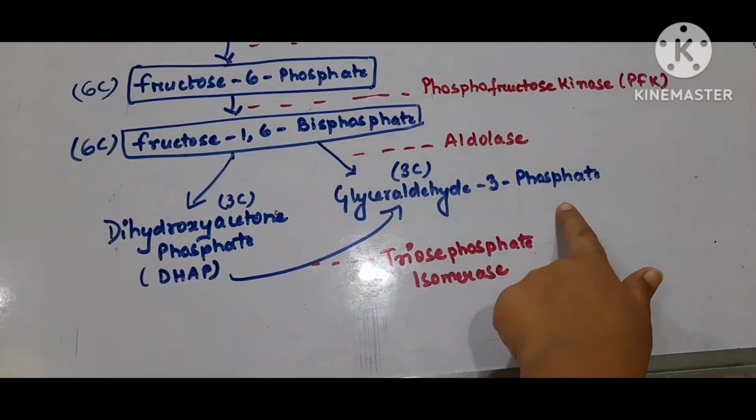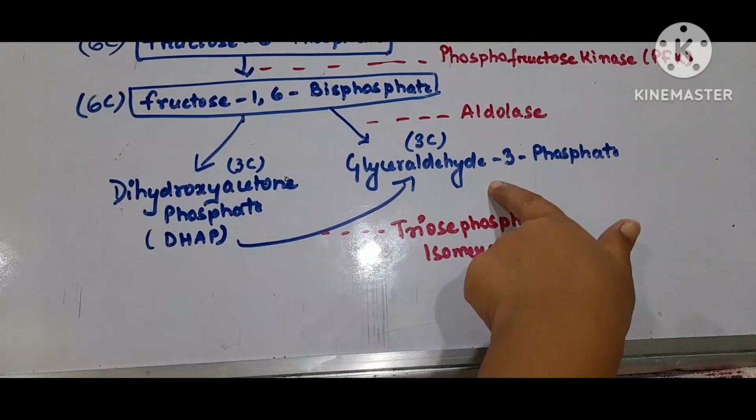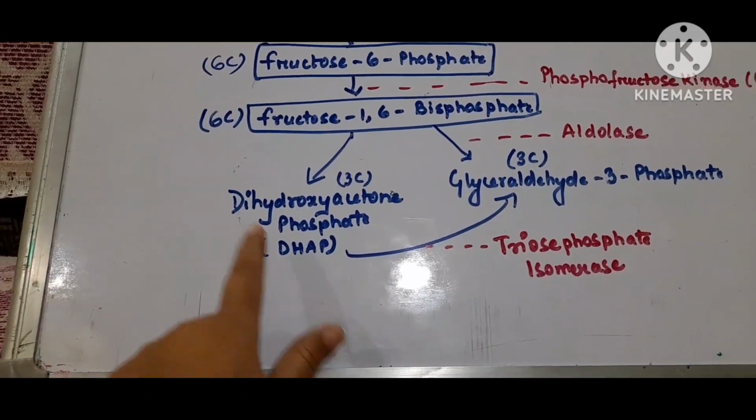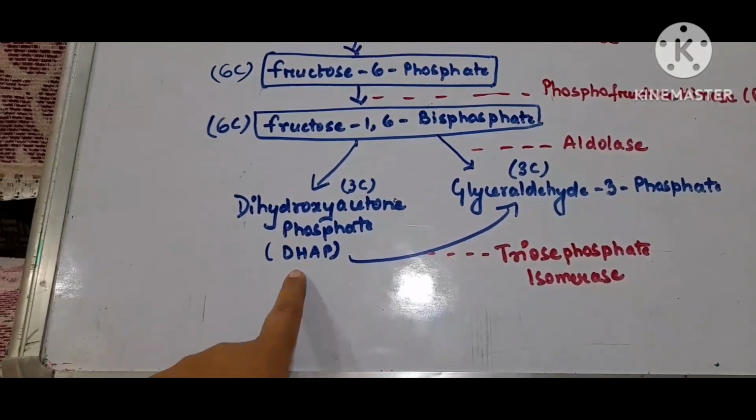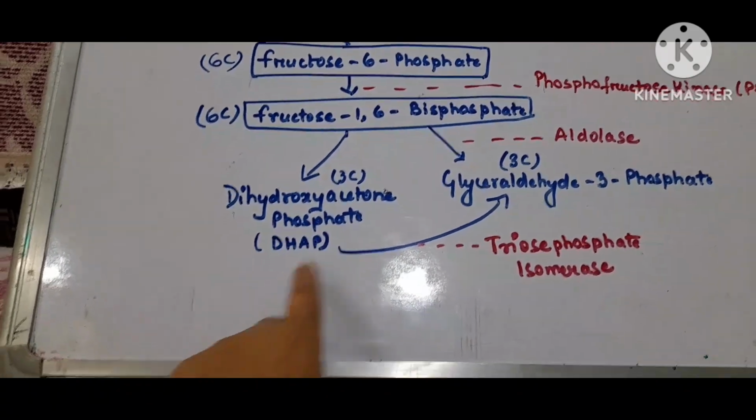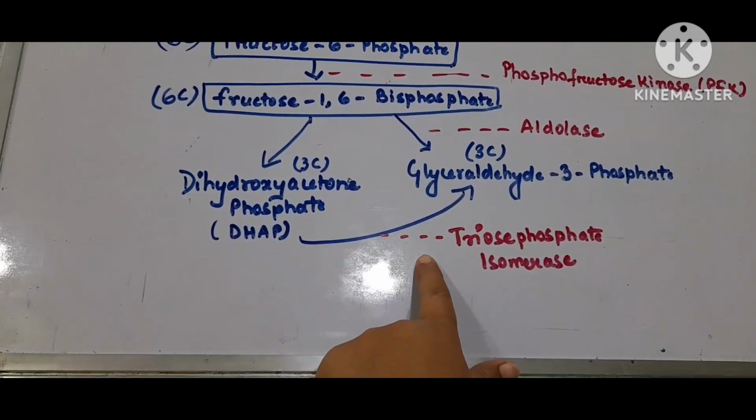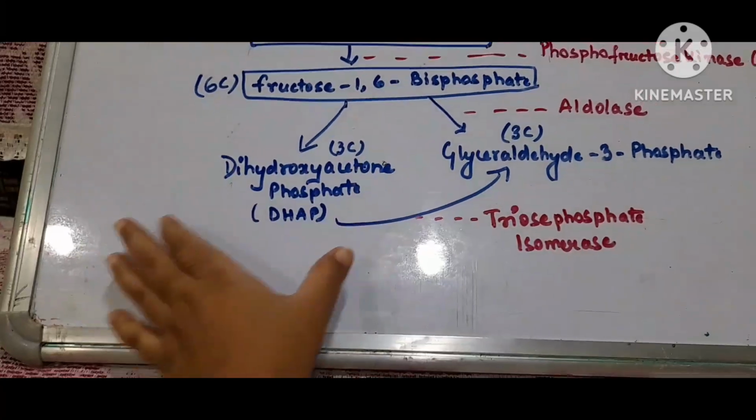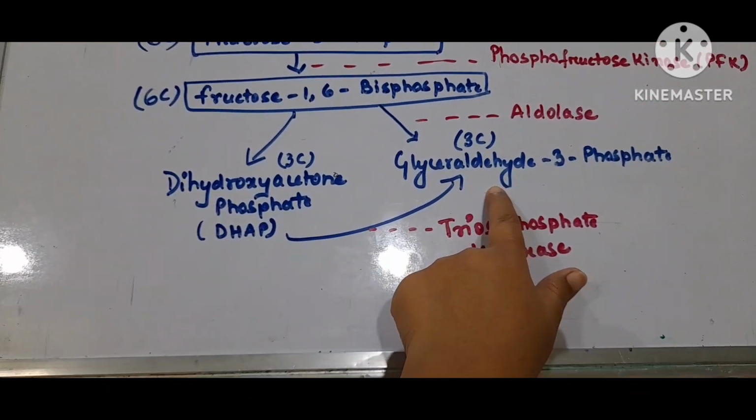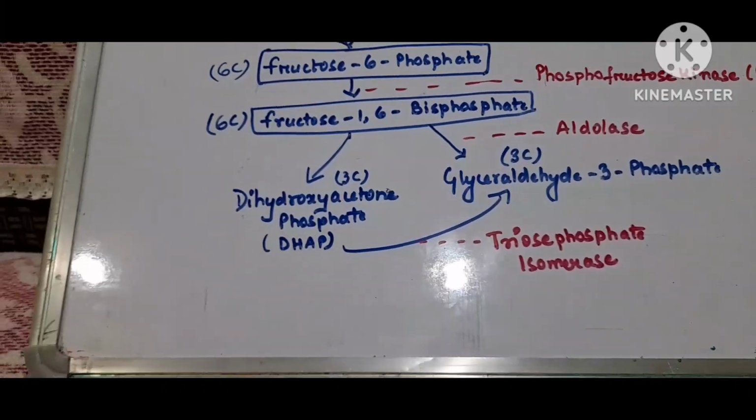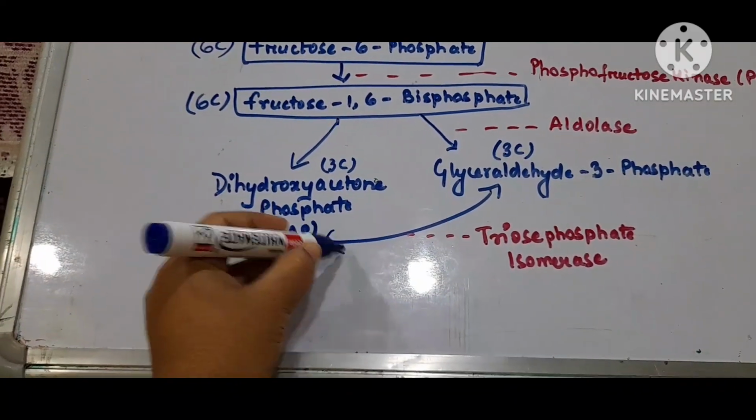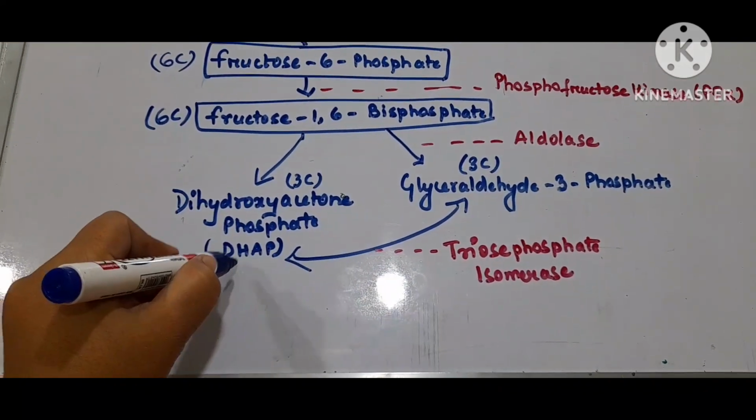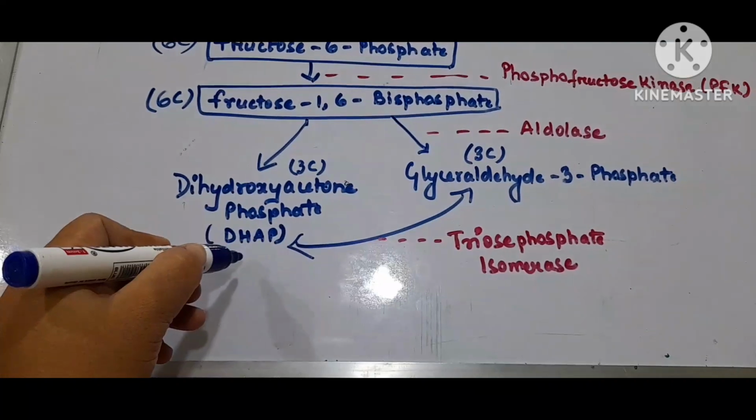First is glyceraldehyde 3-phosphate, a substance that we require, and the other 3-carbon compound is dihydroxyacetone phosphate, that is DHAP. DHAP can convert into glyceraldehyde 3-phosphate in the presence of the enzyme triose phosphate isomerase. So DHAP will convert into glyceraldehyde and glyceraldehyde can also convert into DHAP. So this is a reversible reaction.